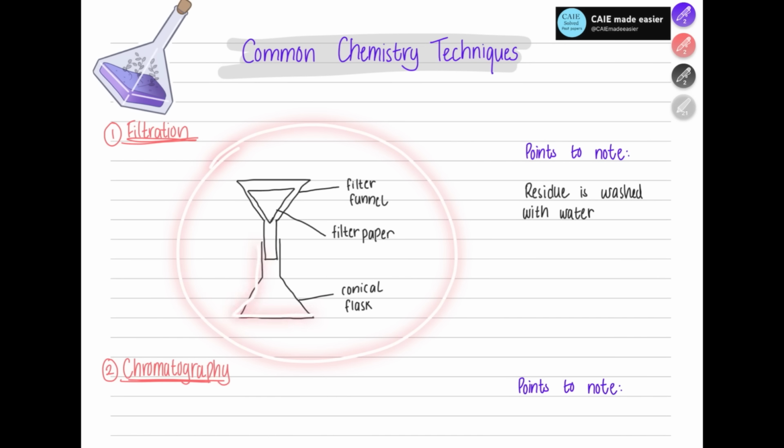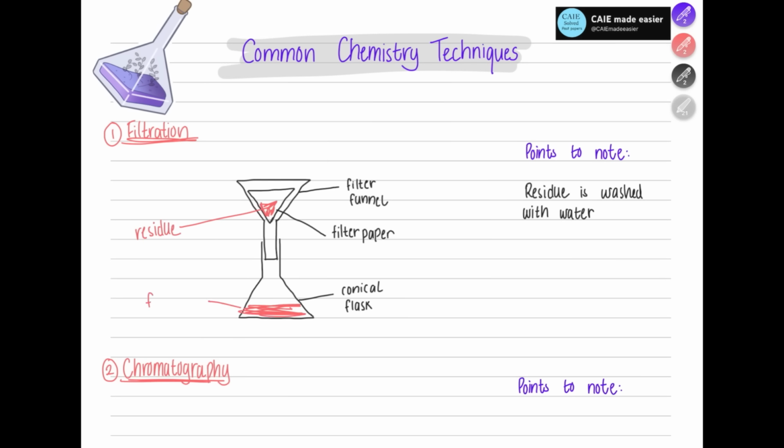You have a conical flask and you have a filter funnel on top. Then you also place a filter paper in the filter funnel. And then you pour your mixture through the filter paper into the conical flask. The insoluble particles remain here, so this is called the residue. Filtrate is something that can filter through the filter paper because it's soluble.